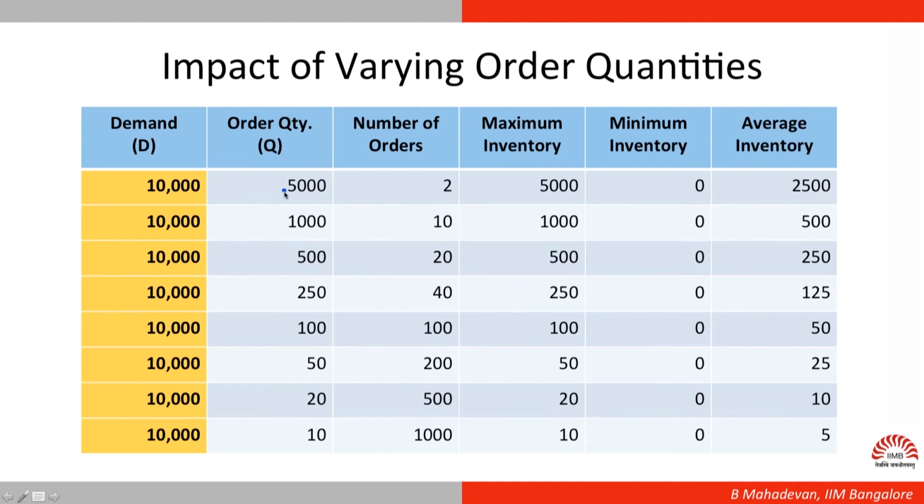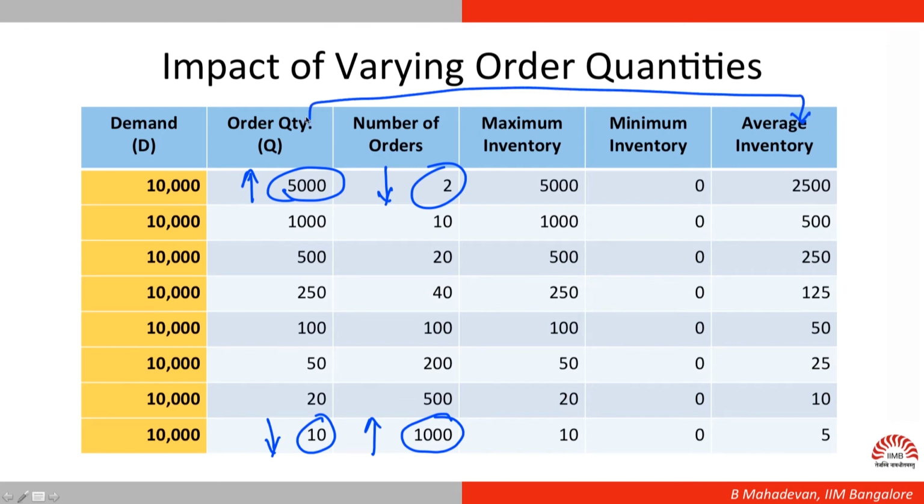When the order is 5,000, you have only 2 orders. When the order is 10, on the other hand, the number of orders is very high. So when this goes down, this goes up, and vice versa. When this goes up, this comes down. This is a very fundamental structure that we need to understand. And anyway, average inventory and order quantity are very much related. Therefore, if this comes down, this will also come down, and so on.